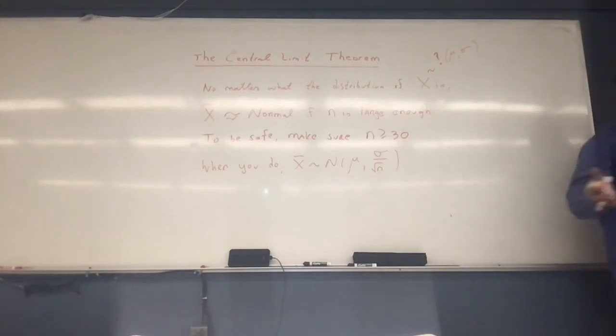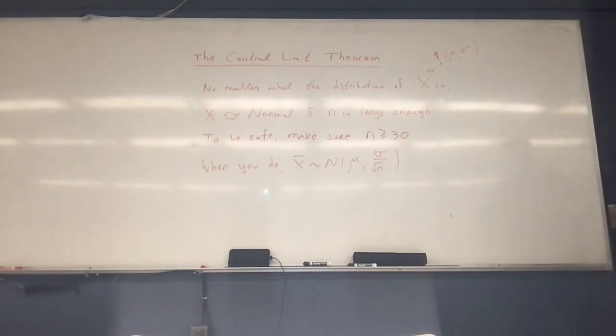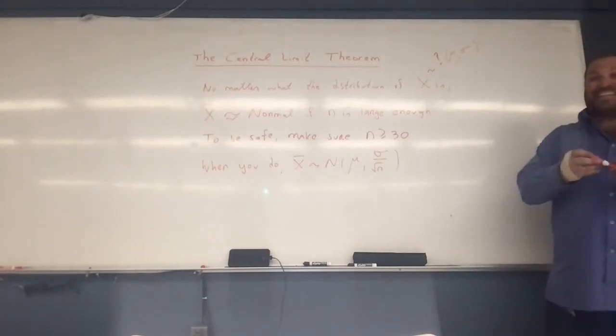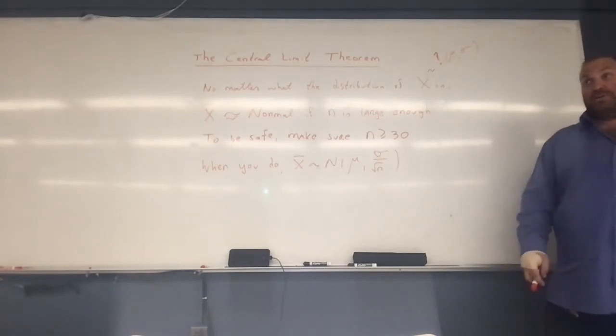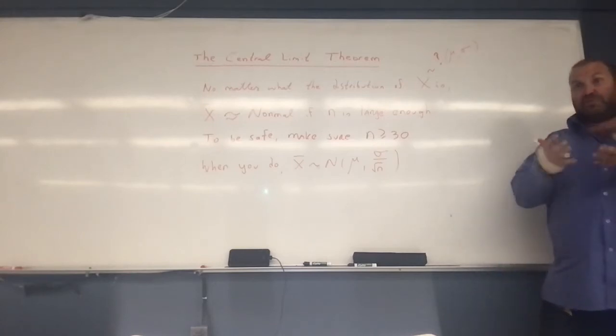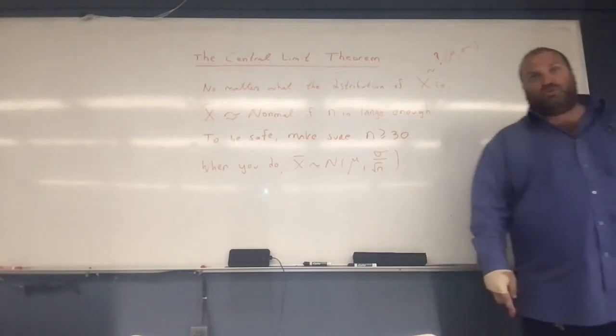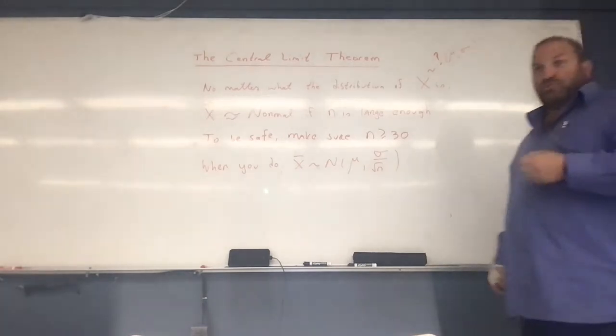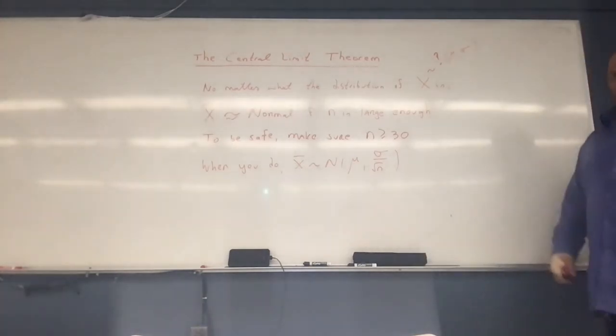If I take 30 or more at a time, if I take my samples to be greater than or equal to 30, then X bar will be normal with mean mu and sigma over the square root of n as its standard deviation. Yes, what's the difference between X and X bar again? X is 1 at a time, X bar is an average. Right, so you do 10 at a time, X bar is your distribution for your sample. It is your sample distribution, your average distribution.